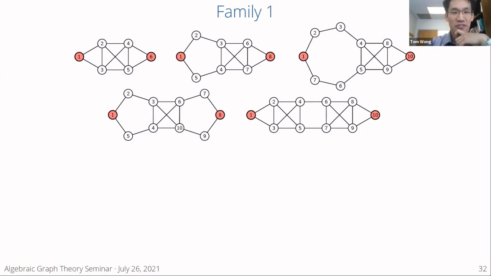Well, certainly from the first 4, you see how there's this K4 in the middle. There's this complete graph of 4 vertices. And then you have these wings on the side that are like a cycle of length 3 with vertices 1, 2, and 3. And here's another cycle of length 3.